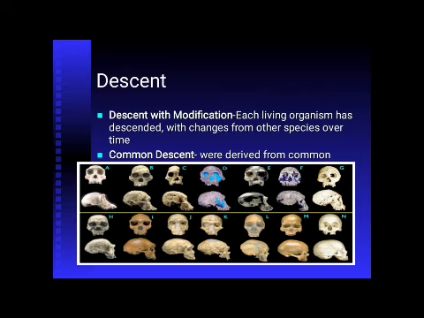Descent. What do you mean by descent? It means descent with modification. Each living organism has descended with changes from other species over time. Common descent: organisms were derived from a common ancestor. And descendant means from a common ancestor.